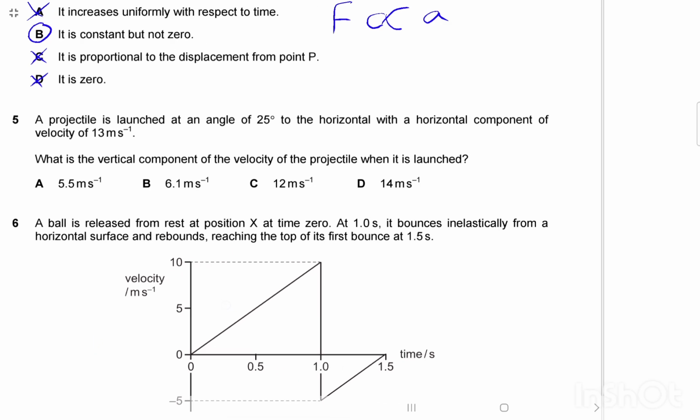So in order to solve this question, let's sketch it. A projectile is launched at an angle of 25 degrees to the horizontal. So this is the direction of velocity, 25 degrees to the horizontal.